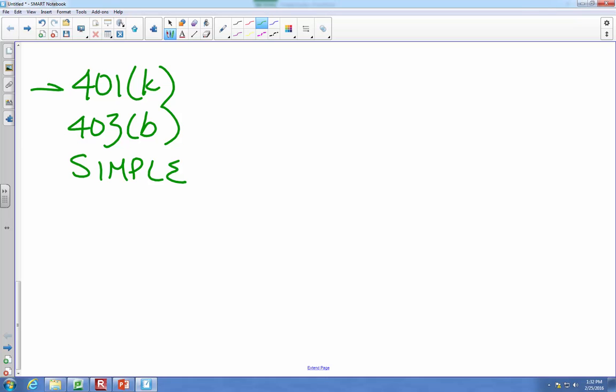When you see these little letters in parentheses, those refer to a section in the Internal Revenue Code. So if you want to know everything about it, you go to the Internal Revenue Code, which is now 1 million pages. And you'd open it to section 401, subsection K, and it would talk all about these deferred comp plans.